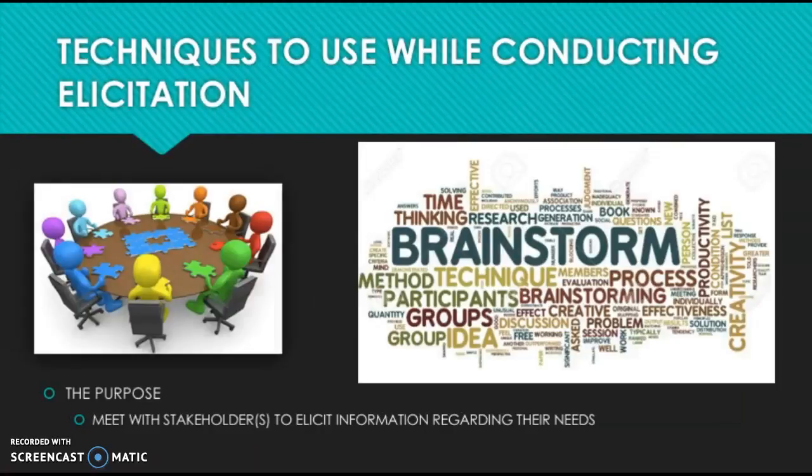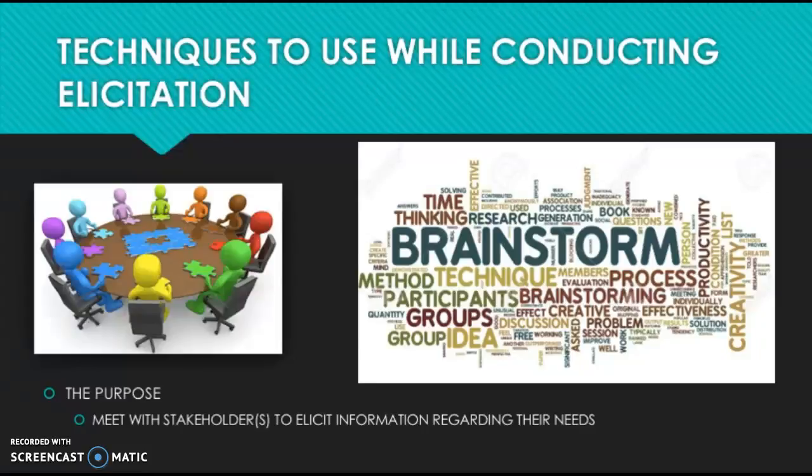Techniques that are used while conducting elicitation: the purpose is to meet with the stakeholders to elicit information regarding their needs. The purpose of elicitation is to meet with that stakeholder group to elicit information regarding their needs. The elicitation event takes place, or elicitation is performed, or elicitation is distributed to the group of stakeholders.